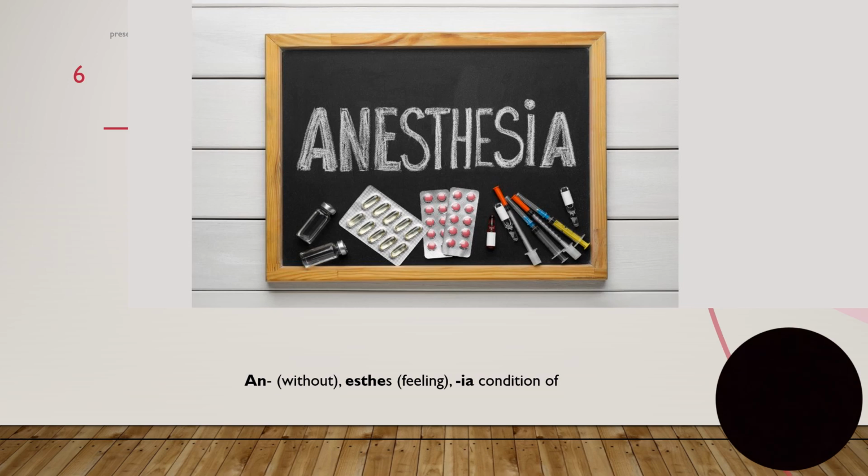Here are just a few more prefixes that can be linked to a word root. You have an, which means without, the word root esthes, and the suffix ia, condition of not feeling or loss of feeling. Combining the prefix an, word root esthes, and the suffix ia, you get anesthesia. Anesthesia is administered during surgery, whether minor or major surgery, whether you're conscious or unconscious, so as not to feel any pain during the surgery.